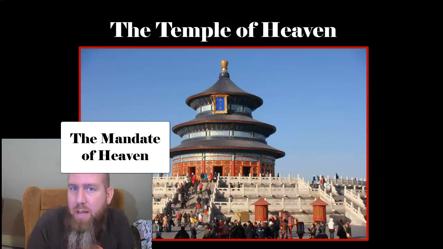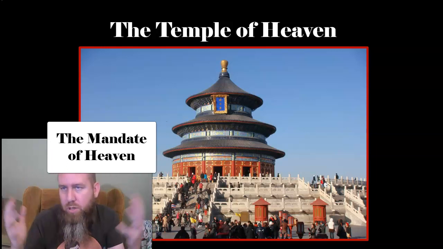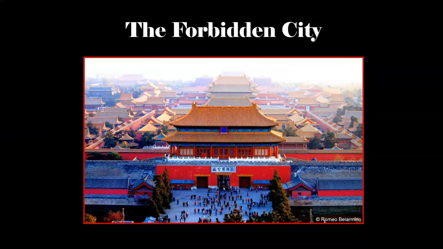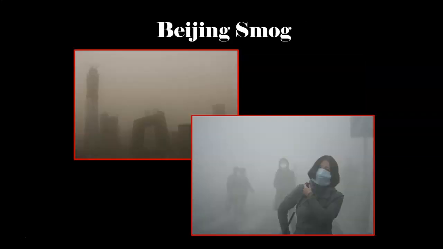They built the Temple of Heaven 500 years ago so they could actually make sacrifices to this cosmic deity. The Forbidden City used to be the home of Chinese emperors. And you can see here this very common traditional architecture of East Asia. This is common in China, the Koreas, and in Japan. These upturned corners on the sides of roofs.